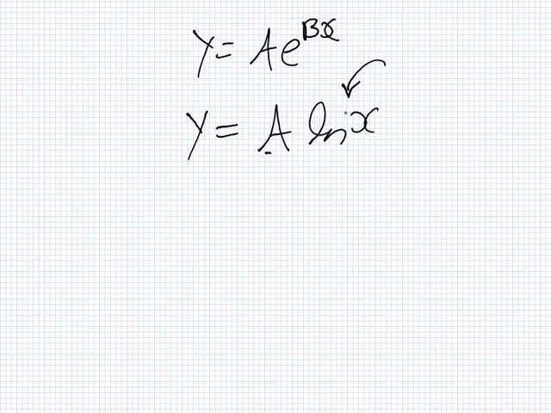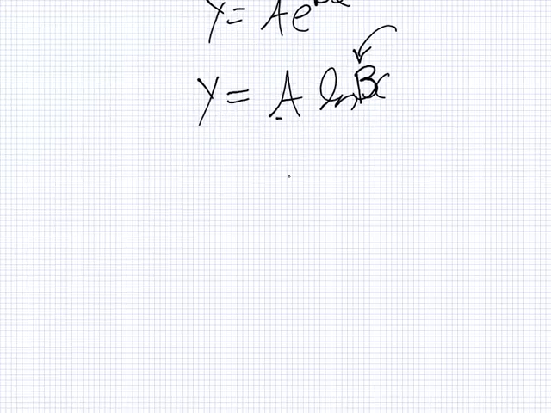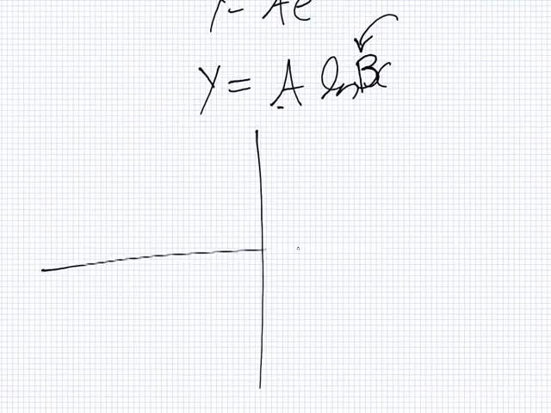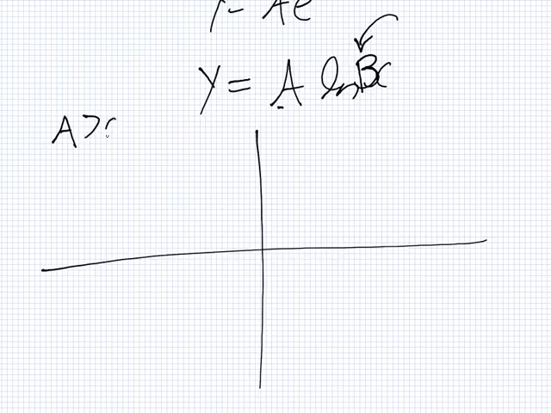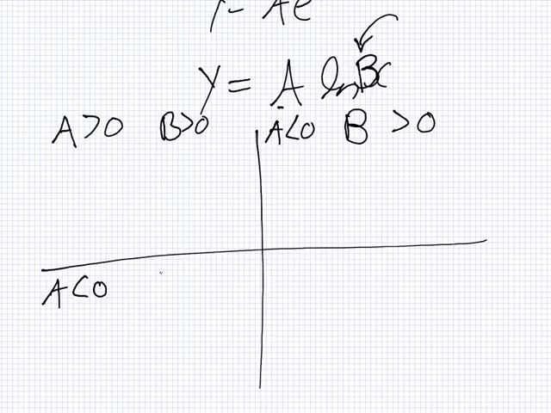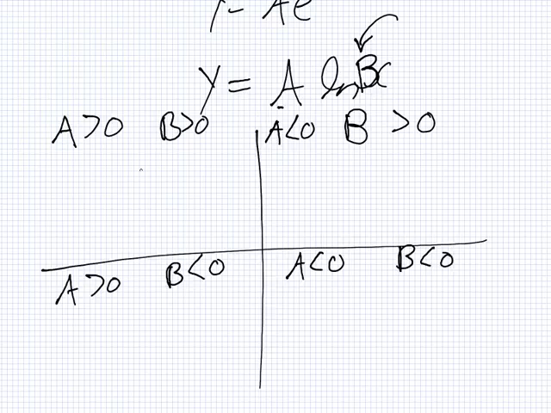I mean, you could put the b in to be positive or negative, but it's not a big deal. Let's just quickly do these. A is positive, B is positive; A is negative, B is positive; A is positive, B is negative; and lastly A is negative and B is negative.